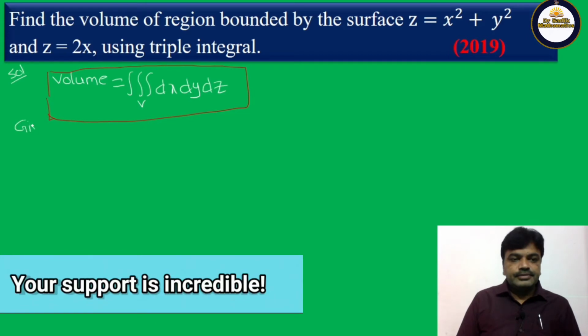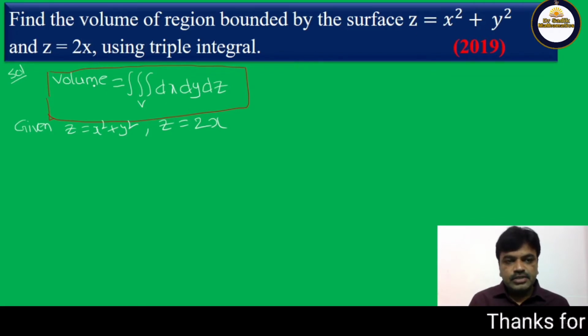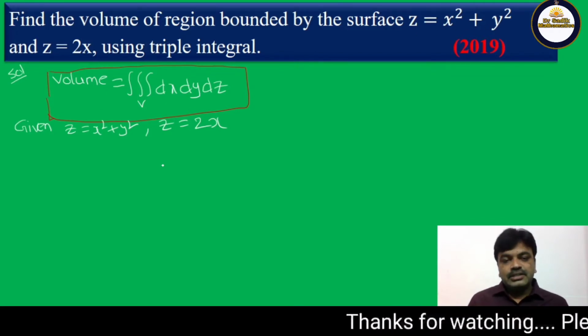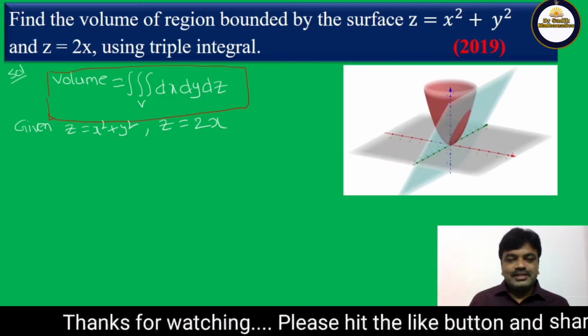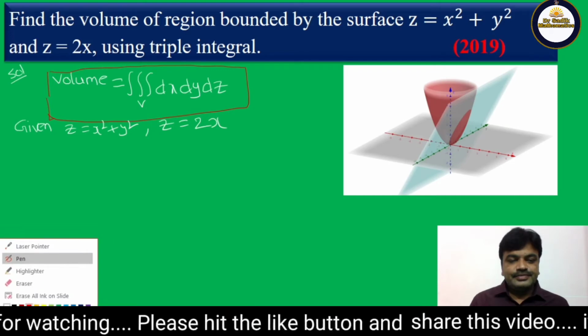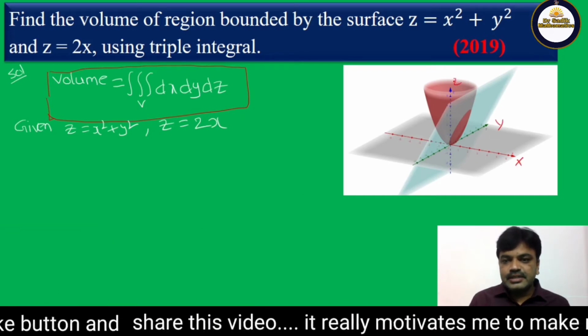Given z equals x square plus y square and z equals 2x. Let us see geometrically. See here, this is the x axis, this is the y axis and this is the z axis.